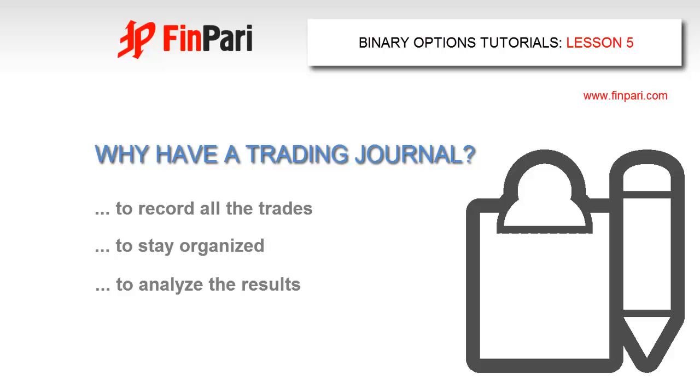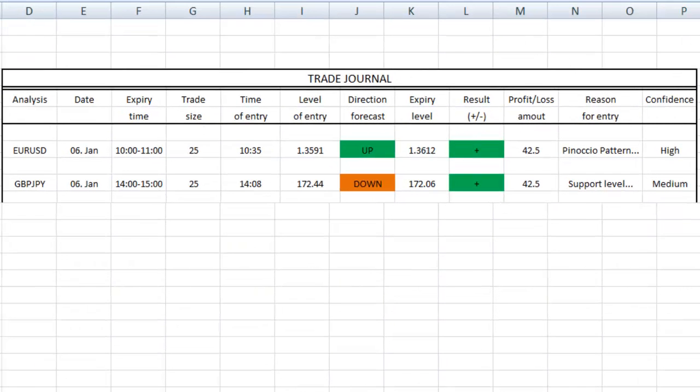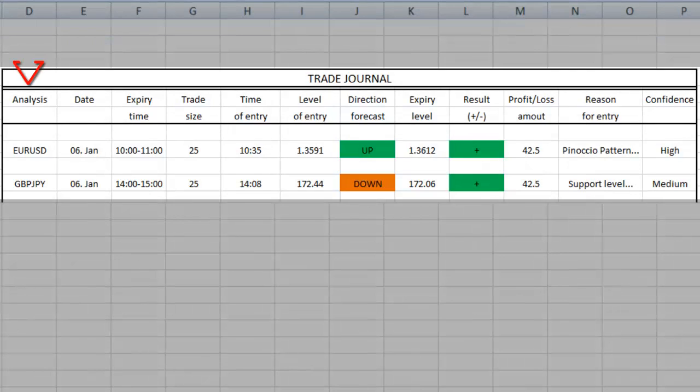In our case, I will be using an Excel spreadsheet. In this spreadsheet, you can specify what you want to record. For example, in your trading journal, you can write the assets you are trading, date and time of the option expiry, the trade size, the time of buying an option, the level of buying an option, the level of option expiry, your forecast, whether call or put, the result, profit, loss or break even, and what your forecast was based on. These are just a few ideas you can use for your trading journal, but of course, you can add as much information as you want.